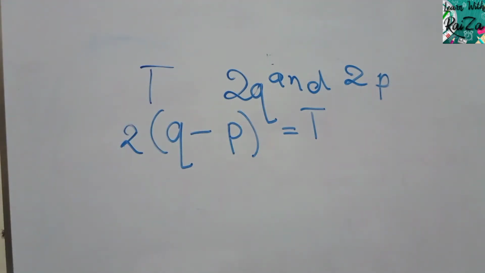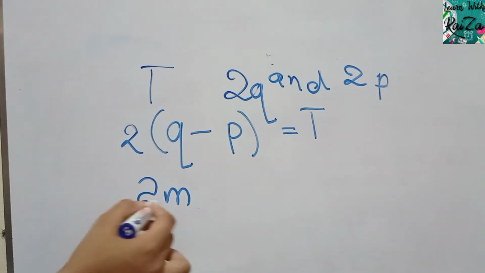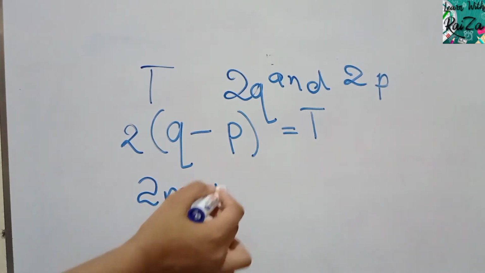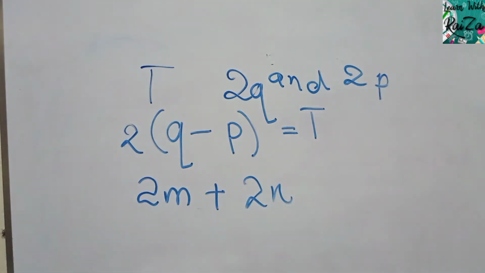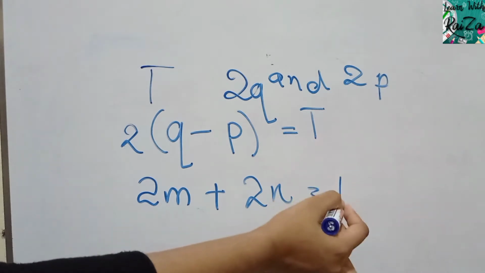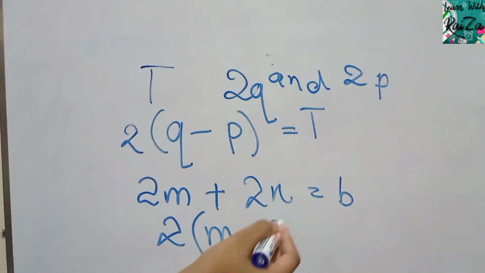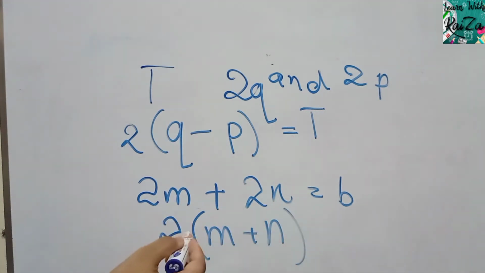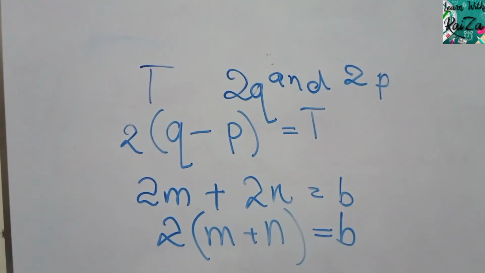If I say another situation like twice the sum of M and N, sum means addition, twice the sum of M and N is equal to B. The most probably correct equation could be this, because you have to take the common term out: twice the sum of M and N is equal to B. This is another situation of constructing a formula.